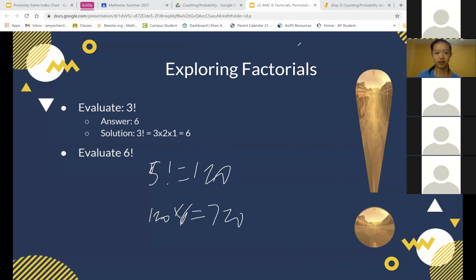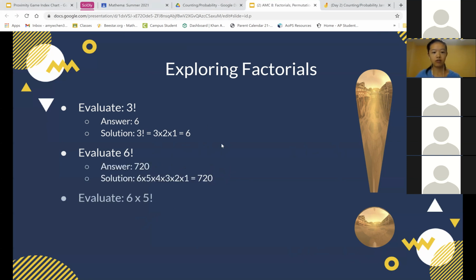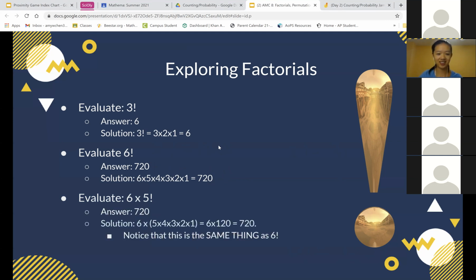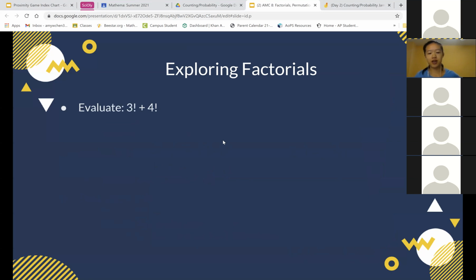So yeah, next one. Evaluate, oh wait, I just gave you the answer to that. Oops, sorry. Okay, evaluate 3 factorial plus 4 factorial. Yeah, the answer is 30. Now I'm going to give you a harder one. Let's do 7. In fact, let's not do that. 6 factorial plus 7 factorial.